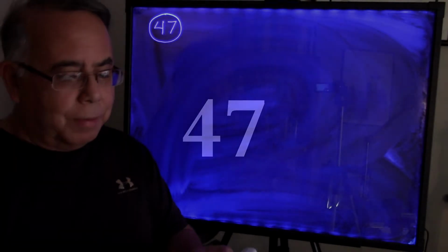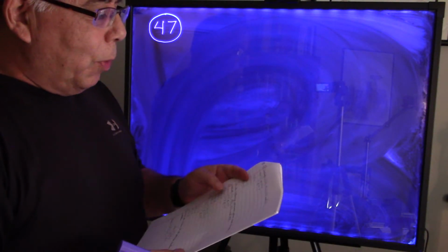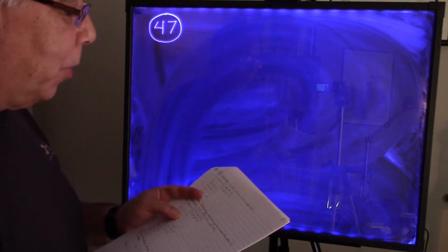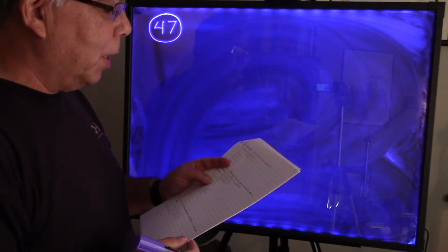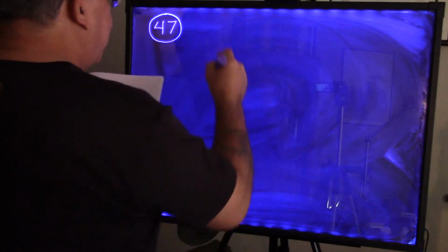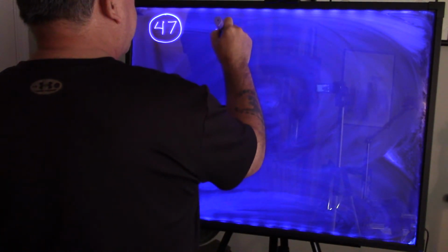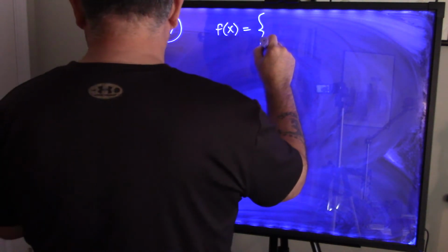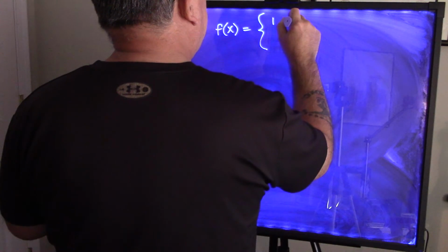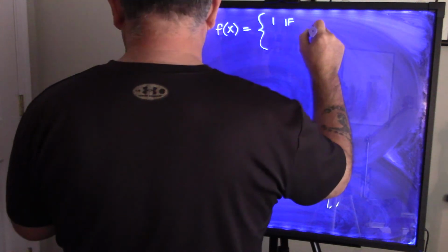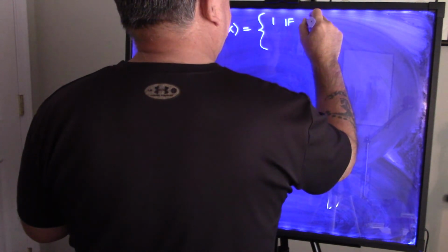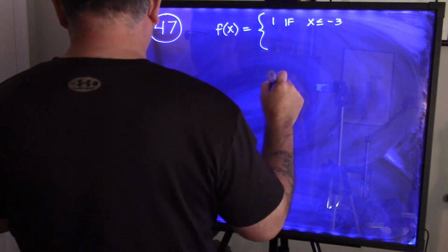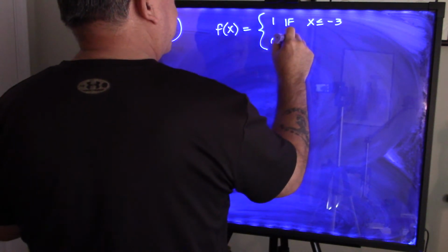Number 47. Here we're given a piecewise function and we have to evaluate it at different points, f of negative 3, f of negative 2, f of negative 1, and f of 0. Okay, so f of x is 1 if x is less than or equal to negative 3, and 0 if x is greater than that.